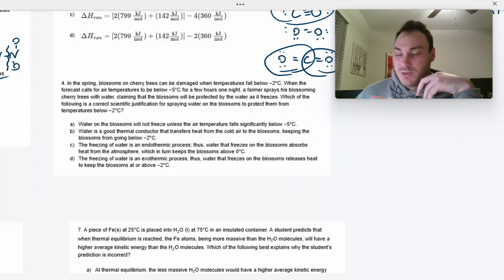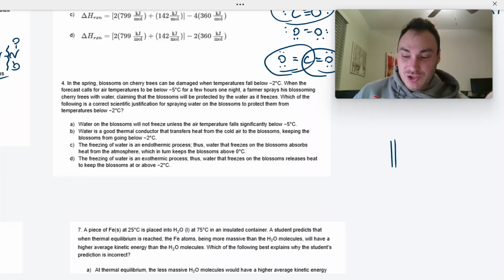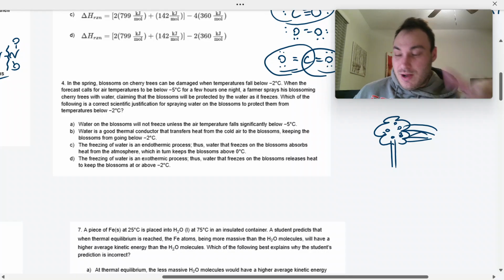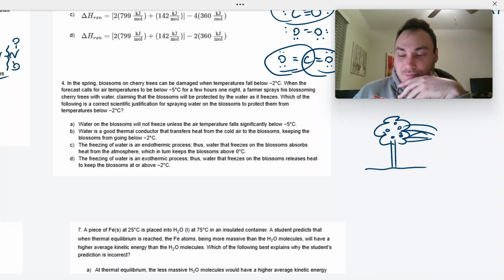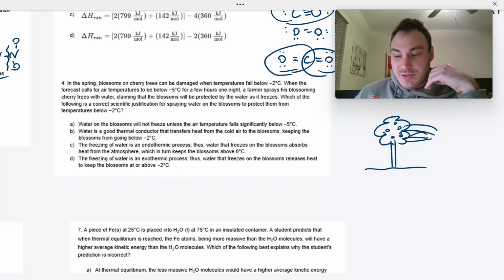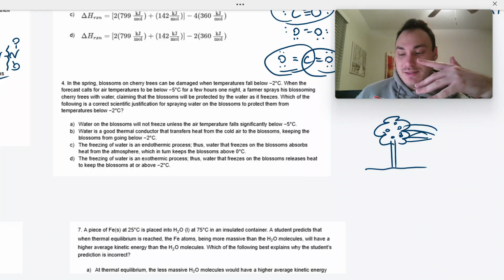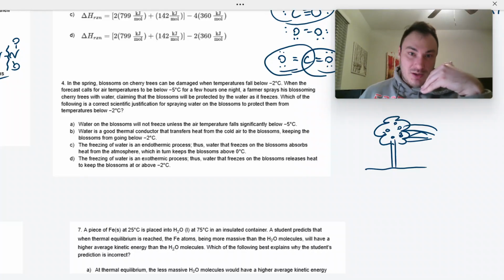Okay, so what's happening here is we have a cherry tree. I can pretend this is a cherry tree and not what looks like an apple tree. We spray water on it. So now all the cherries are a little wet. Then as the water freezes, somehow that protects the cherry trees from dying. Why is that? Because water freezing is an exothermic process.